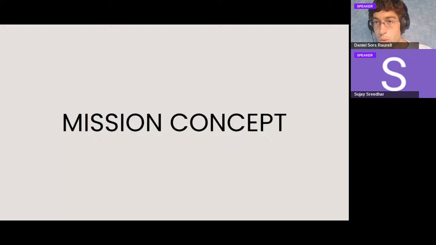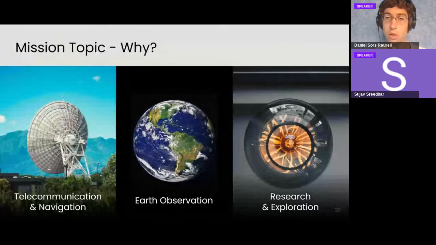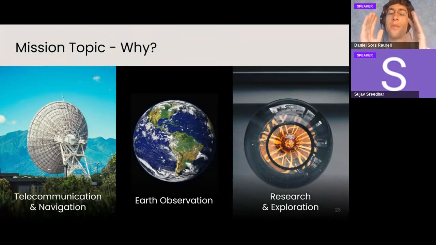Right. So let's move to mission concepts. Let's move to designing our space mission and answering why we would like to go there. So I'm going to ask you now to go to this poll everywhere. We normally differentiate between communications missions, Earth observation or remote sensing, and then tech development or research and exploration. So these are normally the three main topics in which you could classify any space mission that is launched to space.